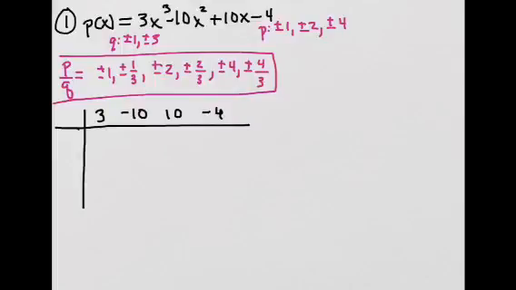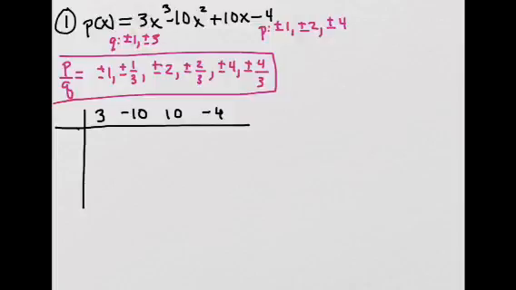Alright, so for number 1, I went ahead and listed the p factors. Remember, these are factors of the constant, which is 4. And the q factors are factors of the leading coefficient, which is 3 in this case. And then, that's not it. You have to find the ratio p over q, so you take each one of these and put it over each one of these.